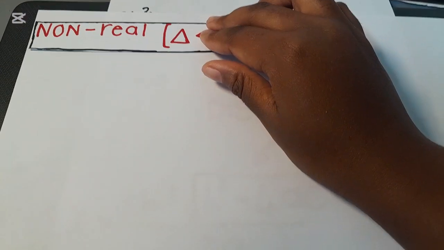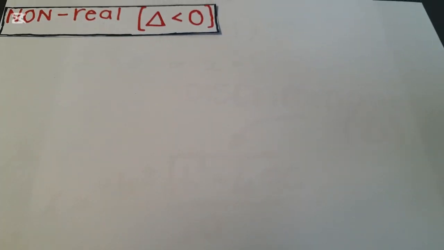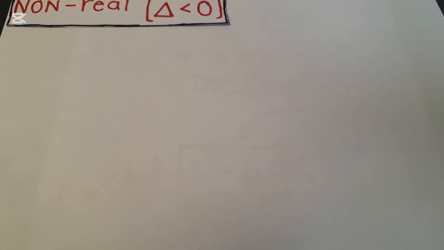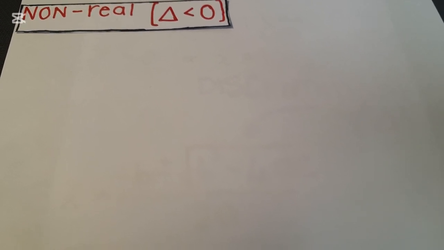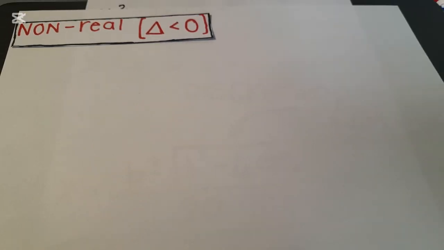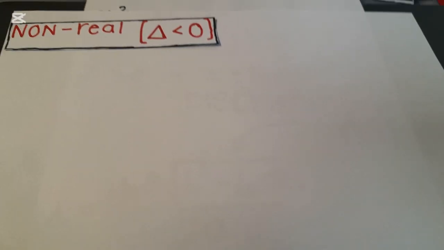The roots of a quadratic equation can be non-real. When the roots are non-real, it means that the delta, which we mentioned is our discriminant, is less than 0.